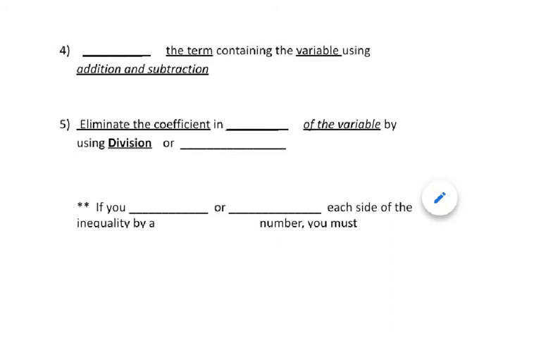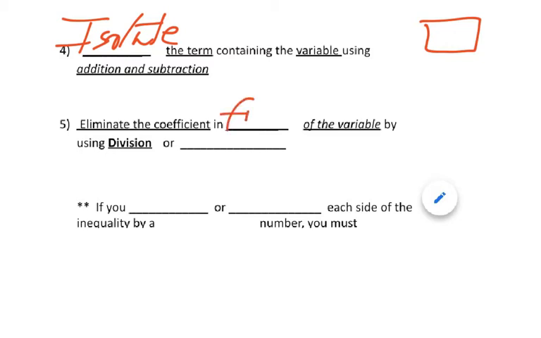Step 4, now that you get your variable terms on the same side, you want to isolate the term that has your variable in it using addition or subtraction. I like to put a box around it usually, so it could be either something being multiplied together or maybe a fraction. Eliminate the coefficient in front of the variable by using division or multiplication. So this basically gets the variable by itself totally.